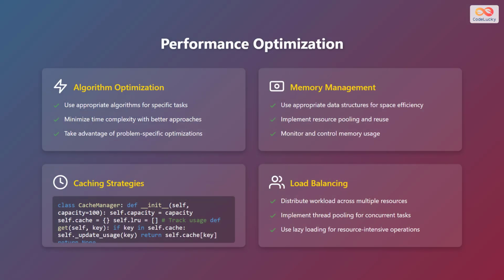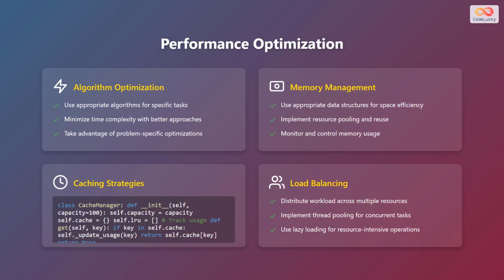Here are a few things to consider to optimize performance of the project. First, algorithm optimization. Use appropriate algorithms for specific tasks. Minimize time complexity with better approaches. Take advantage of problem-specific optimizations. Second, memory management. Use appropriate data structures for space efficiency. Implement resource pooling and reuse. Monitor and control memory usage.